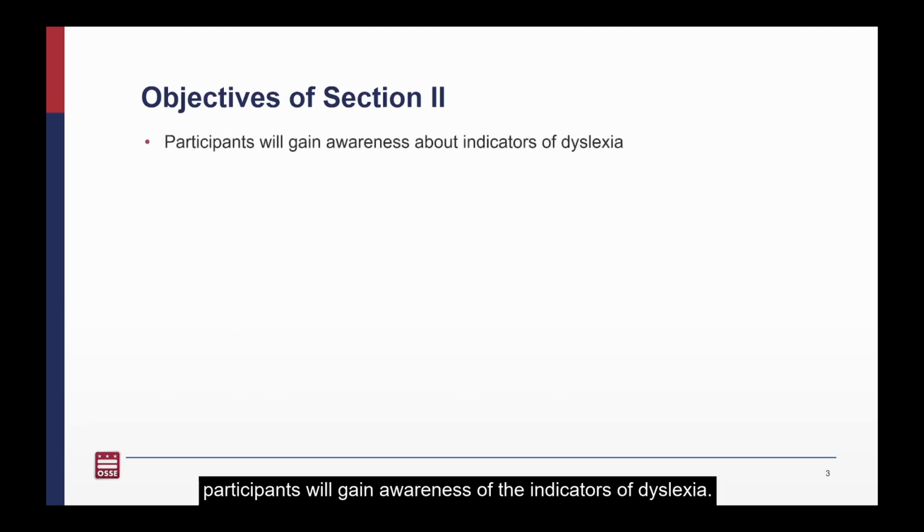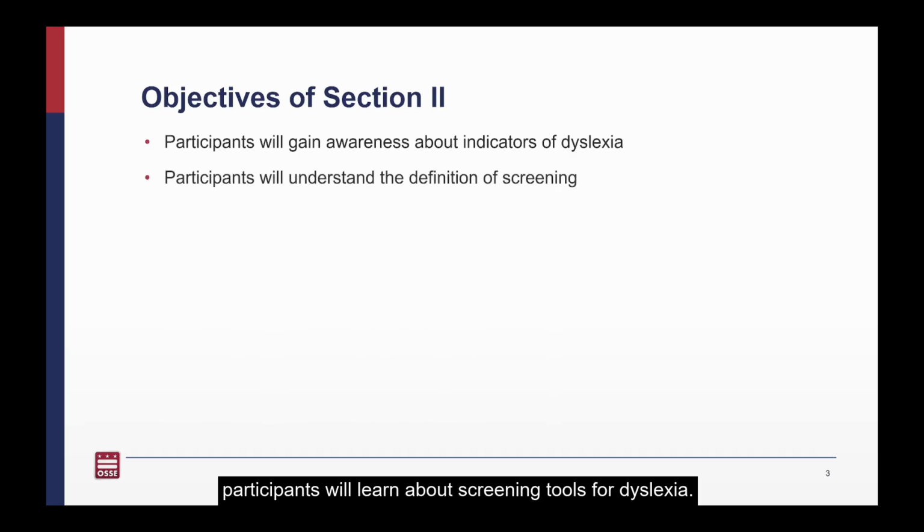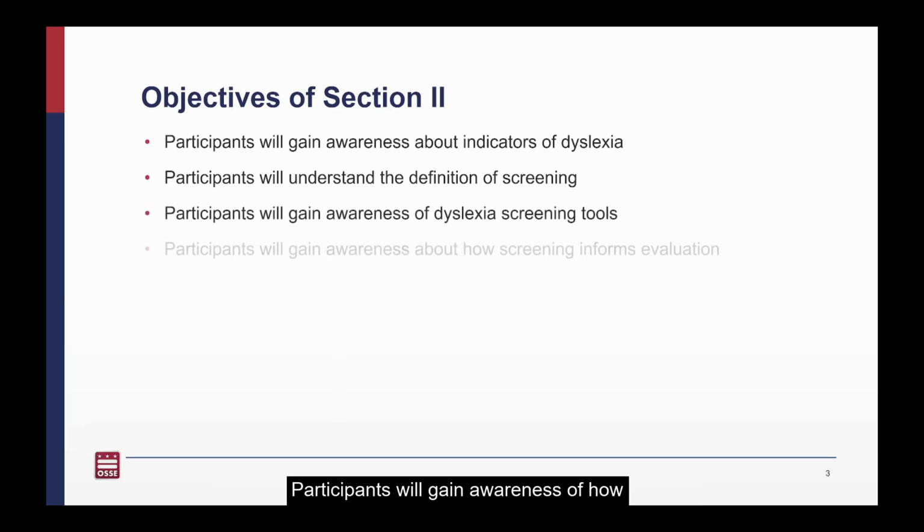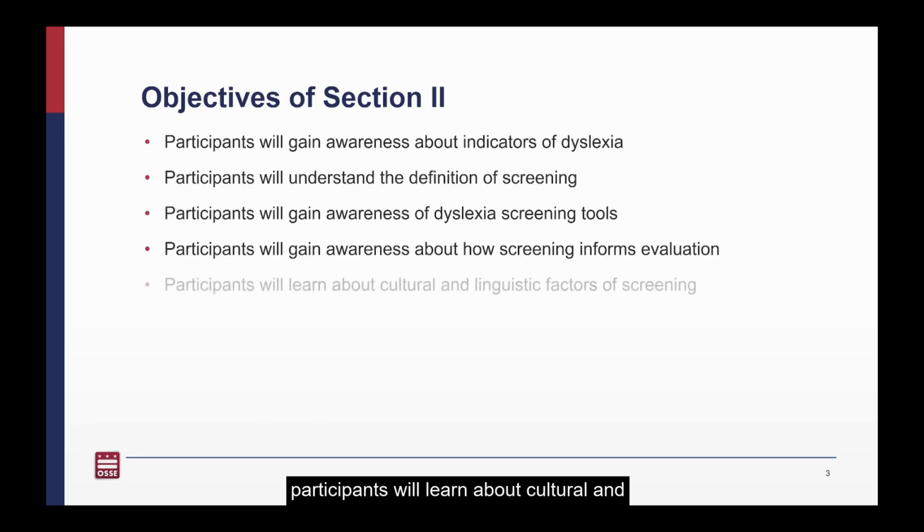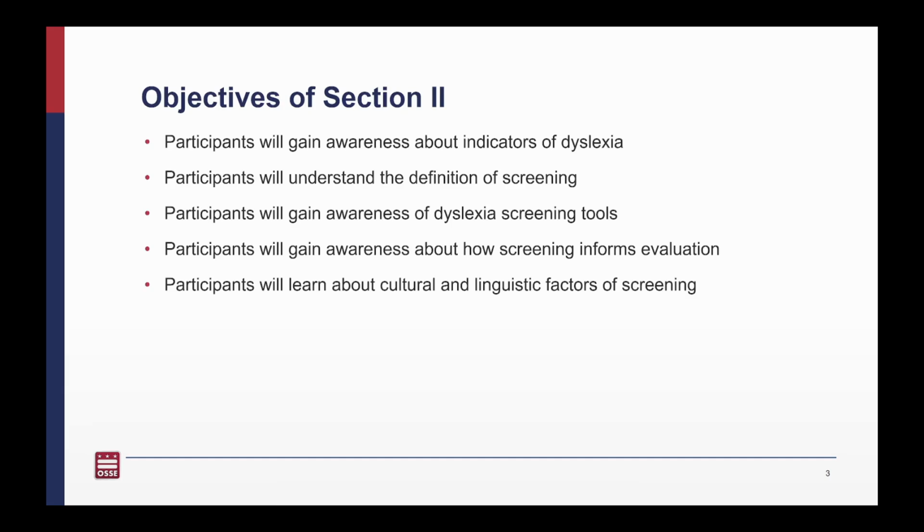By completing Section 2 on screening for dyslexia, participants will gain awareness of the indicators of dyslexia. Participants will learn about the definition of screening. Participants will learn about screening tools for dyslexia. Participants will gain awareness of how screening informs evaluation. And finally, participants will learn about cultural and linguistic factors of screening for dyslexia.